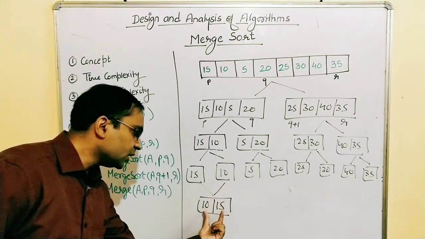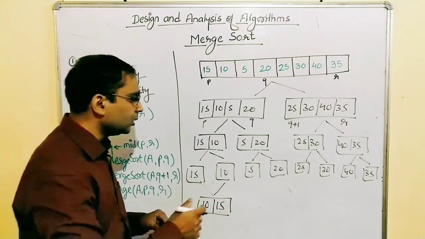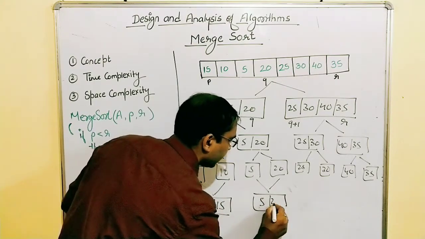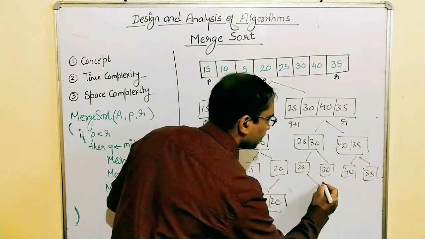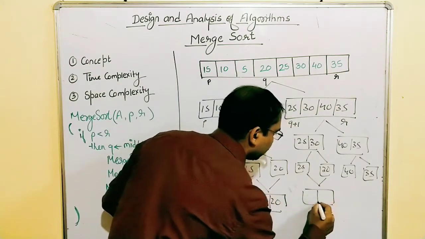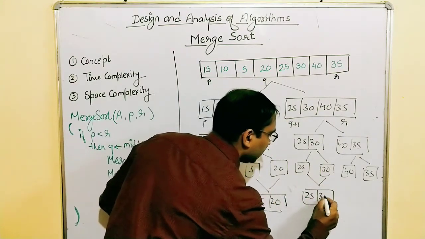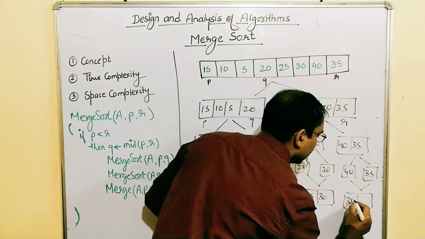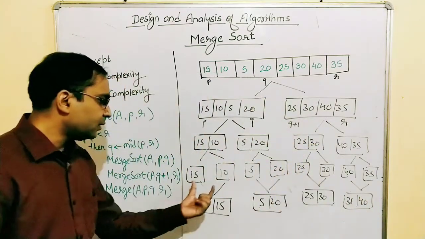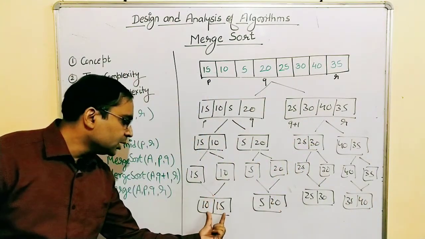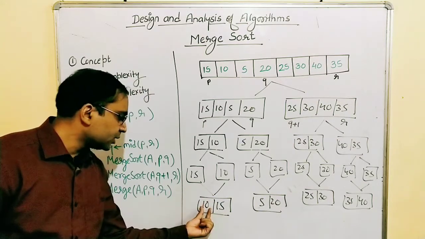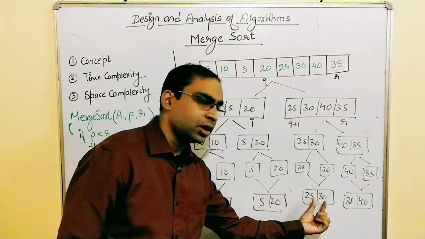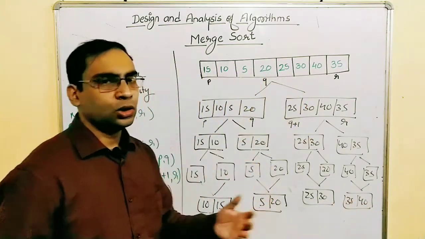So we have merged this into 10 and 15. Then again we'll merge these two elements. So this will be merged and this will be 5 and 20. These two will be merged together, and this will be 25 and 30, and these two will be merged together, and this will be 35 and 40. So remember, while we were merging this, we created the sorted list. So this is 10 and 15 sorted, this is 5 and 20 sorted, this is 25 and 30 sorted, and this is 35 and 40 sorted.